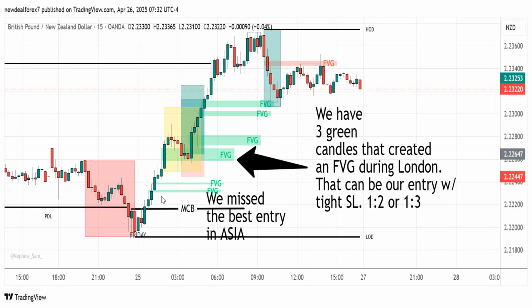You see these gaps here and here. The price never even went back down there. So how can I trade something? The price isn't even there. This is what I'm looking at right here during London. So even if you miss the move in Asia, you can still catch something in London or possibly USA session as well.